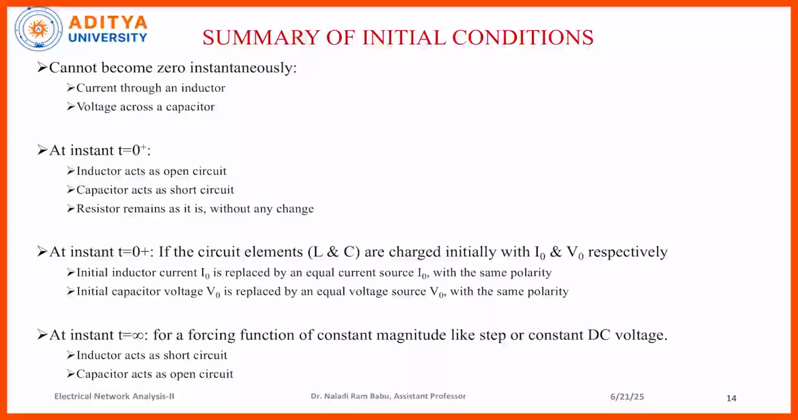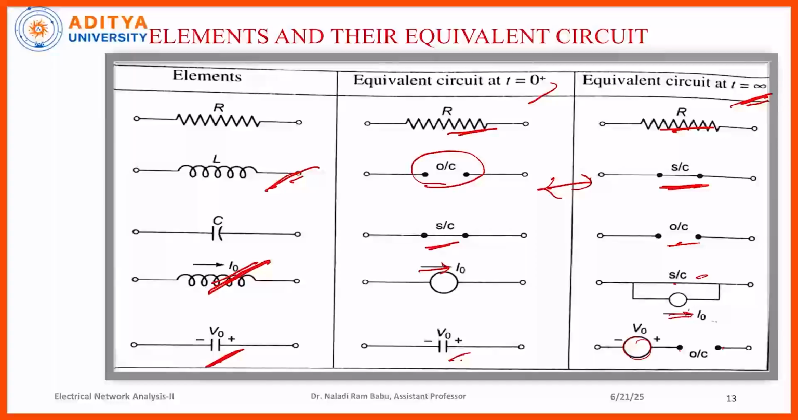Coming to the summary, when time t equal to 0 plus, the inductor will behave like an open circuit, the capacitor will act as a short circuit, and the resistor will remain the same. When time t equal to infinity, the inductor will act as a short circuit and the capacitor will act as an open circuit. You can observe this from this table, from this diagram.